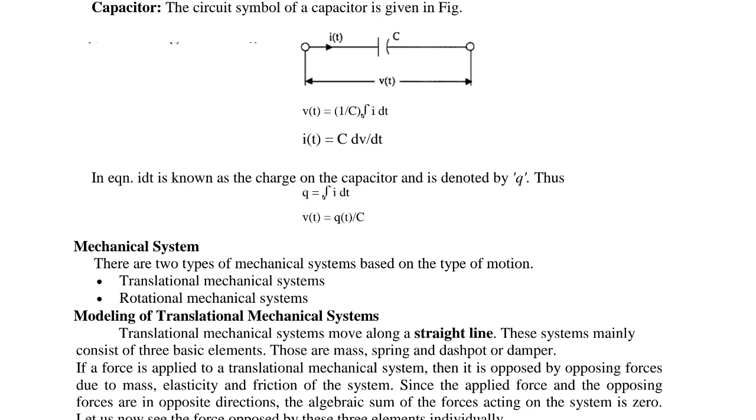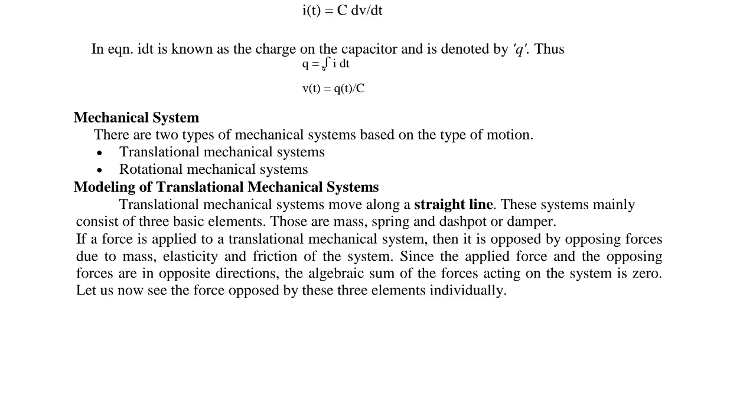Now the next system is the mechanical system. In mechanical systems, there are two types available. The first is the translational mechanical system. The second is the rotational mechanical system. The translational mechanical system moves along a straight line. These systems mainly consist of three basic elements: mass, spring, and dashpot or damper.